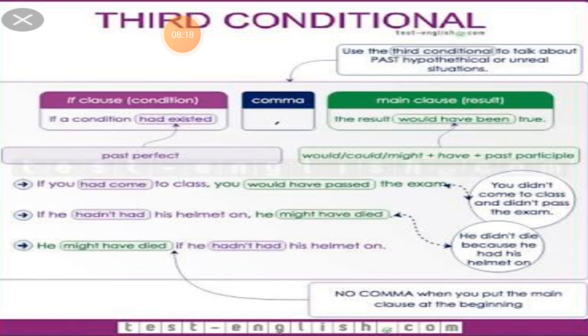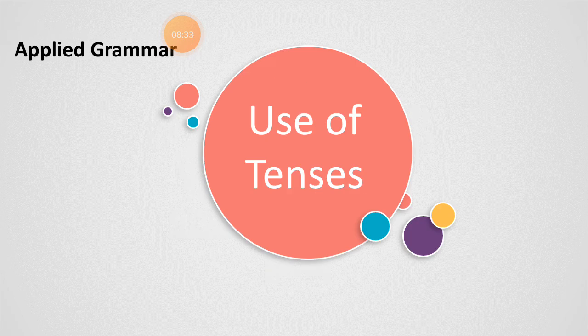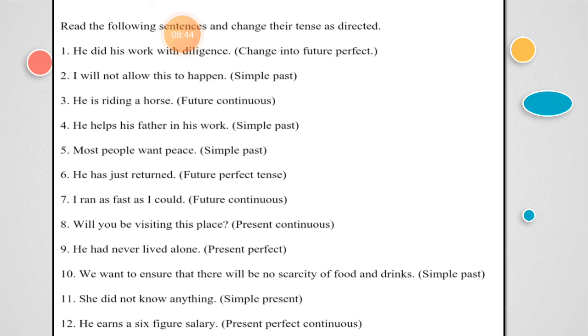So the third type conditional, I have already told you. It is a combination of the if clause with had and the third form, and the main clause with would, might, could, have and the third form. Okay, now we come to the written task. I'm going to assign you a task from the applied grammar. You have to solve the exercises relating to uses of tenses. First of all, the exercises are given, with different tasks after each and every sentence.